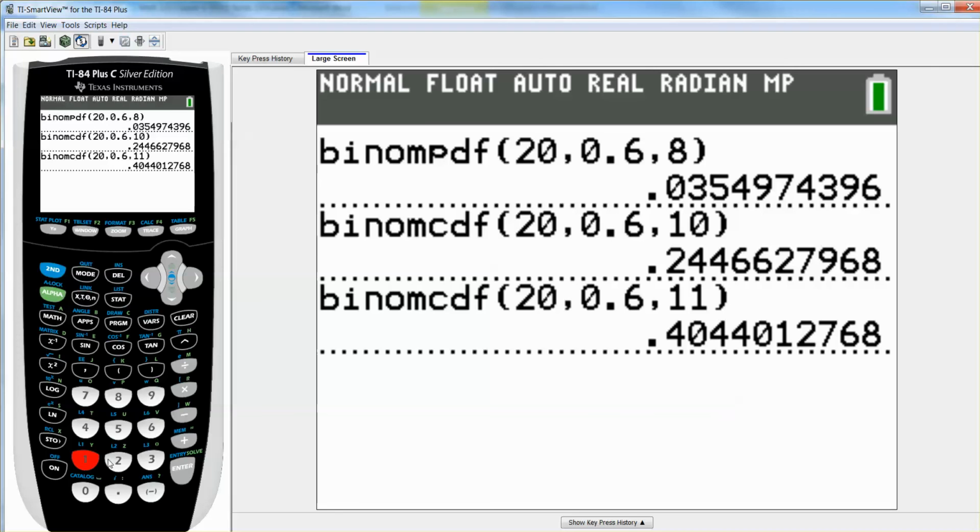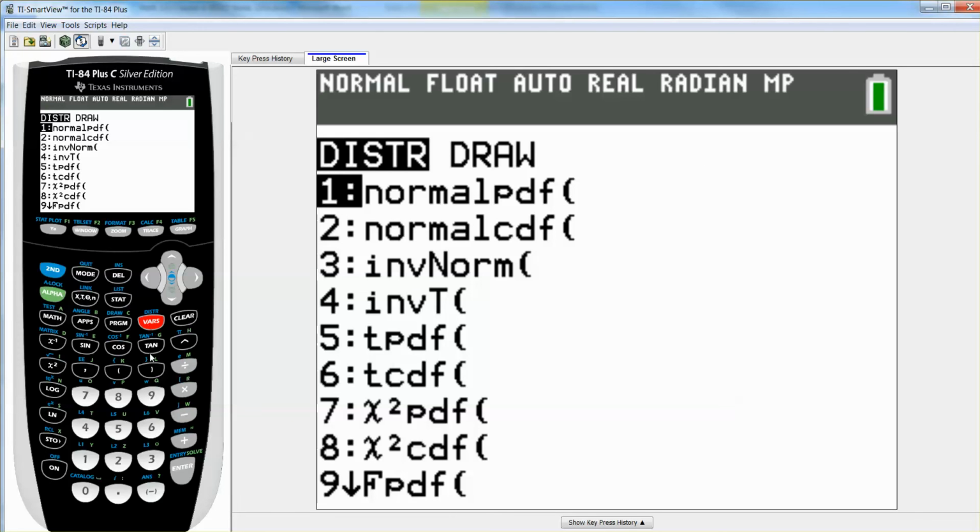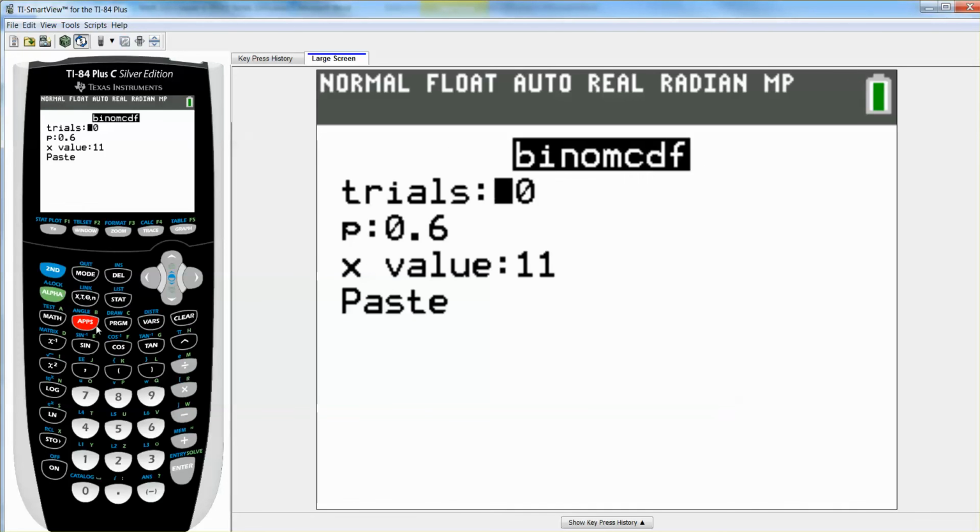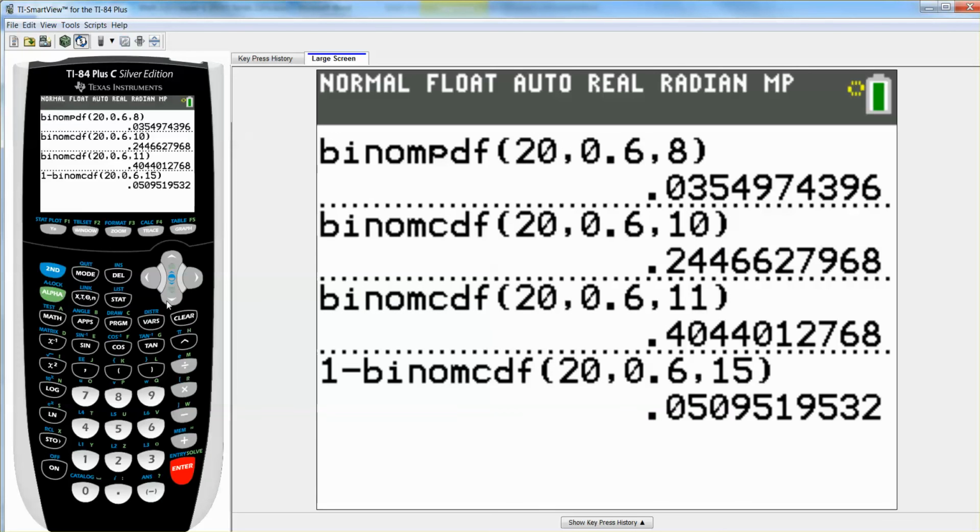And here's another fun fact. You can actually do it all at once. That's why it's a paste instead of a calculate on those distribution menus. So you can type 1 minus second distribution, pick alpha B, which is binom CDF, and you can tell at the top it'll say binom CDF. Always double check yourself that you've done the correct one. And we want 15 this time. Paste, enter. And there we have it. It figured it out. It's 1 minus 0.9491 or so, and then you take it away from 1, it's 0.0509.